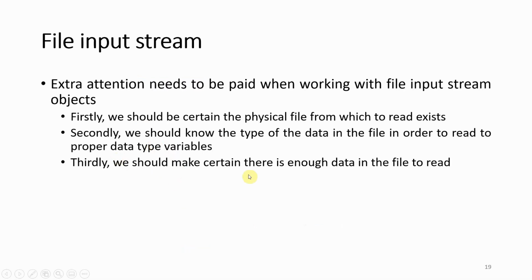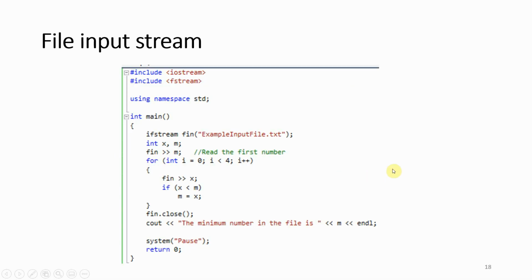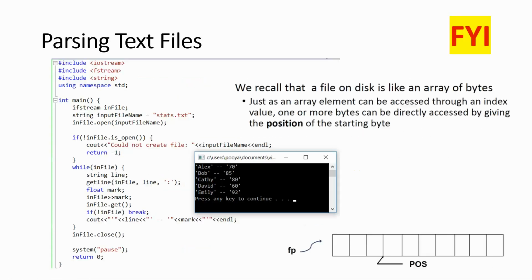Thirdly, we should make certain there is enough data in the file to read, right? So like here we assume that there are 5 numbers. If there were only 3, we would have a problem, because then you would get to a point that there is nothing to be read. So either we get an error or we get garbage values.